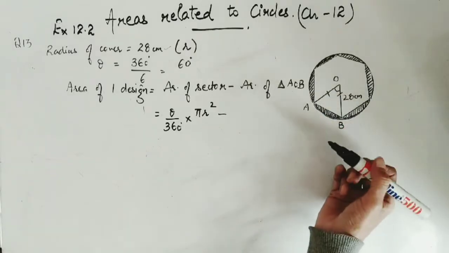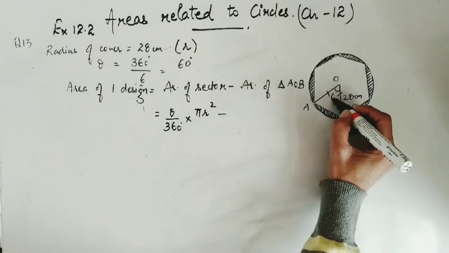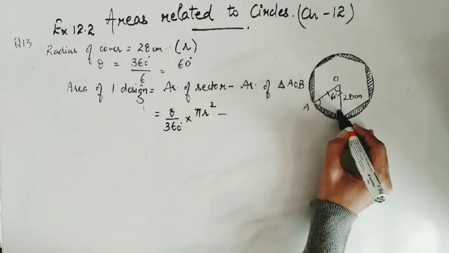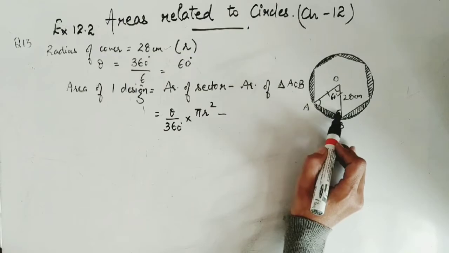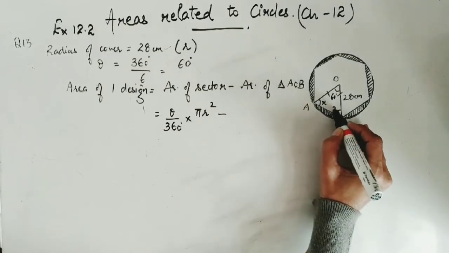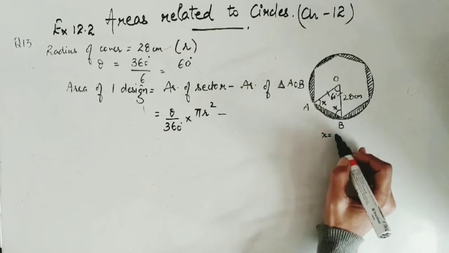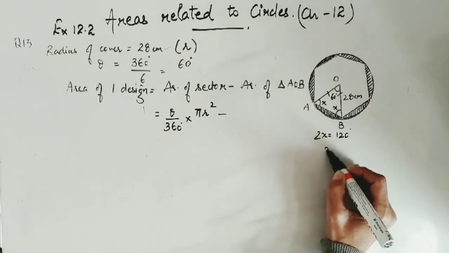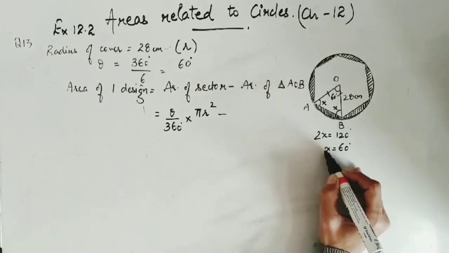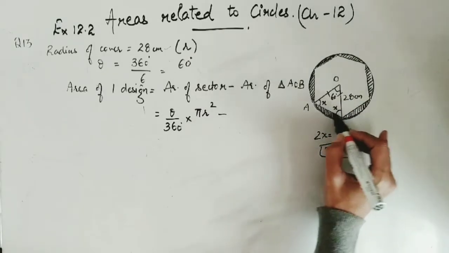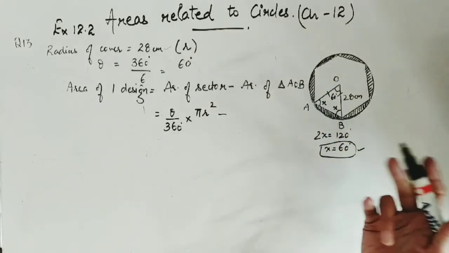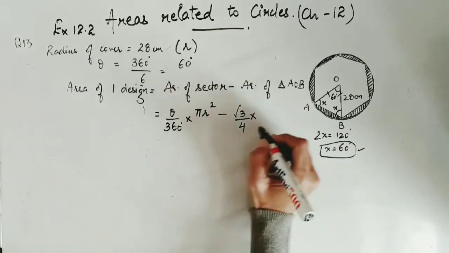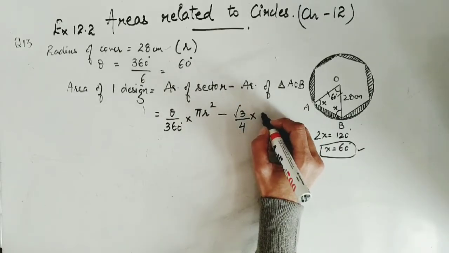Since this is equilateral, how can I say it is equilateral? This angle is 60. If these sides are equal, the angle over here would also be 60. Equal angles can be taken as x and x. So 2x becomes 120 and x becomes 60. A similar thing was discussed in the previous question. If each angle is 60, it is equilateral, and the equilateral triangle's area can be found by the formula root 3 by 4 a square, side square.